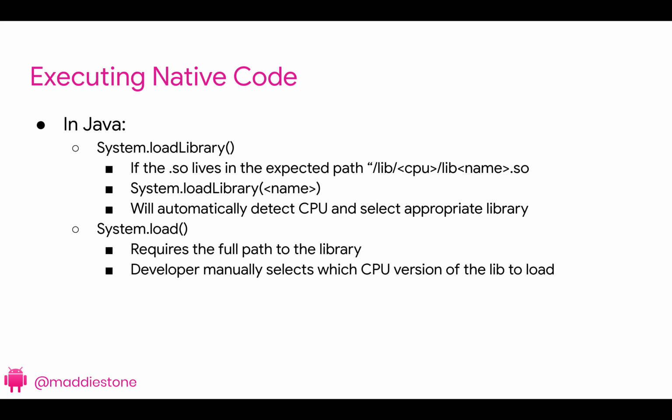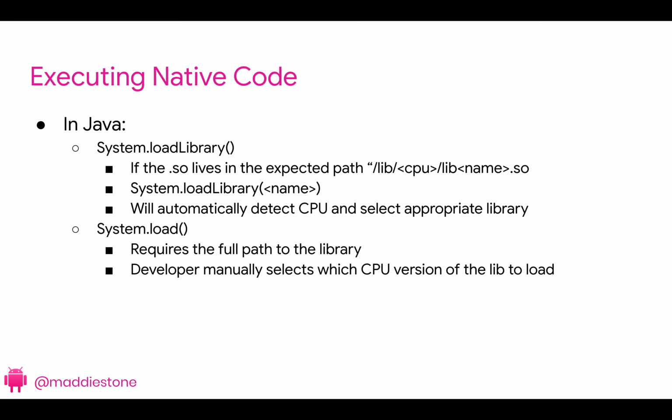And that expected path within the APK is lib, and then a CPU keyword, which we'll talk about, then /lib, which is lowercase, and then the name of the file, .so. So if you are willing to adhere to that naming scheme, then you can use loadLibrary, and you just need to use that little name. You don't have to put the full path. So for example, let's say it was libcalc.so. Then you could call System.loadLibrary with just calc as the argument.